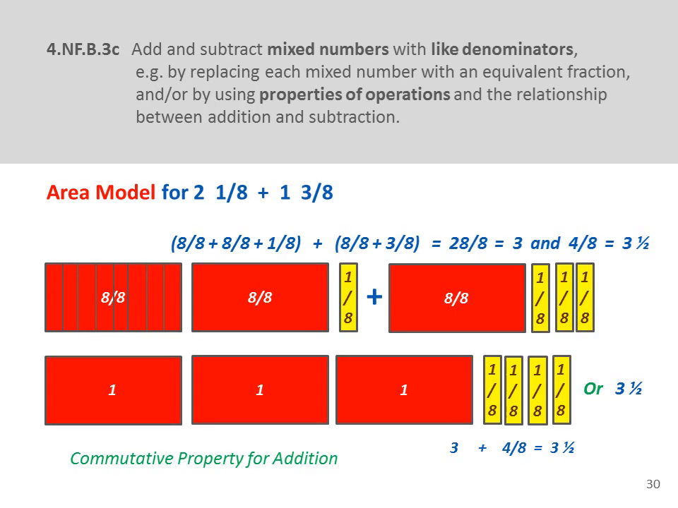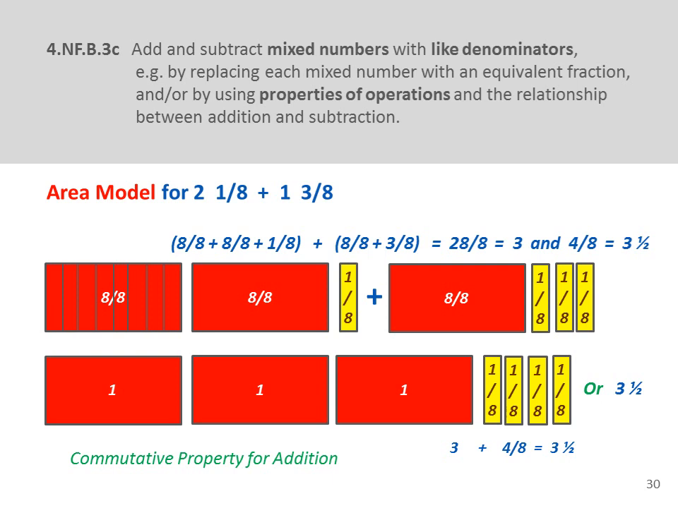The next standard is 4.NF.B.3.C. Add and subtract mixed numbers with like denominators, for example, by replacing each mixed number with an equivalent fraction, and/or by using properties of operations and the relationship between addition and subtraction. Well, the property of operation we would use is the commutative property. We would add the whole numbers together and then add the fractional parts.